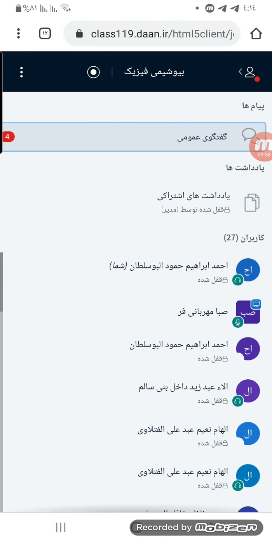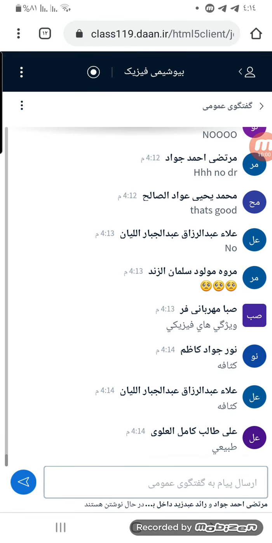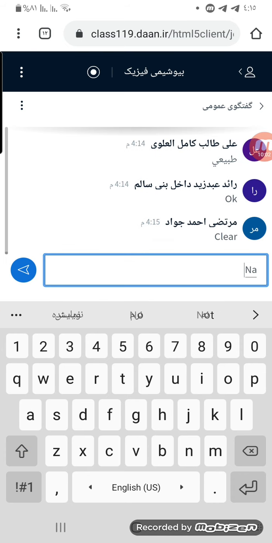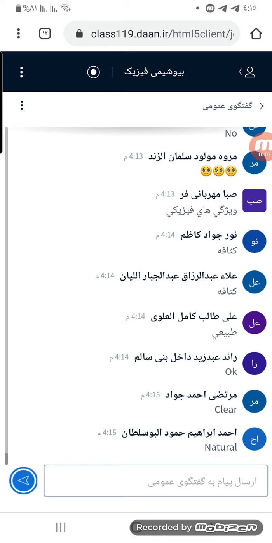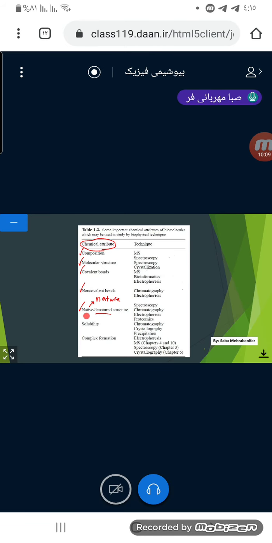But in the denatured structure, no. The structure cannot work at all. Clear? Native structure means natural structure, the structure that can have activity. But the denatured structure cannot have any activity. Solubility and complex formation.